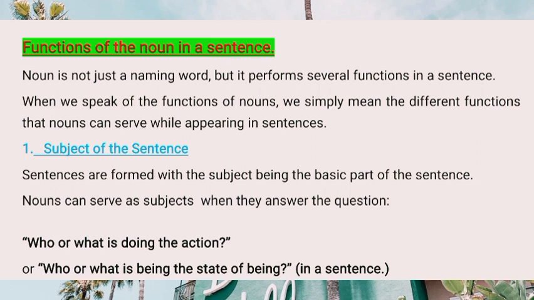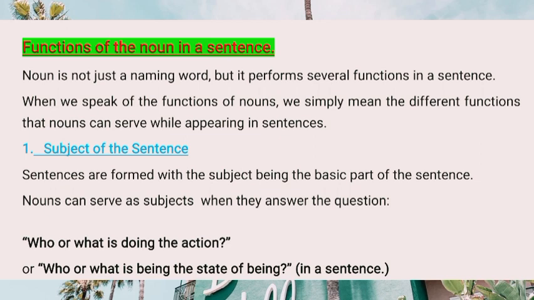A complete sentence must contain a subject and a verb. So what is a subject? A subject is the name of a person, name of an animal, name of a thing that does something in the sentence, that performs an action in a sentence, that carries out the verb in that sentence. Sentences are formed with the subject being the basic of the sentence.